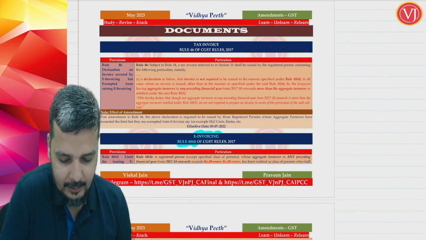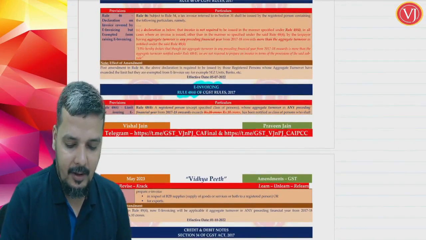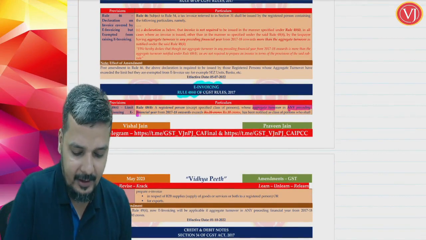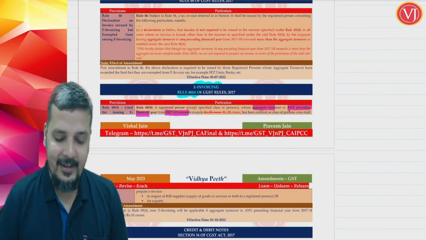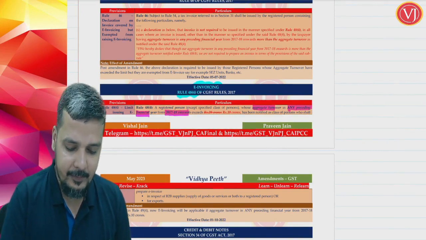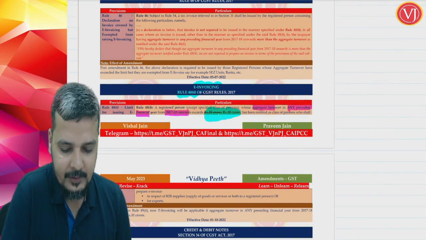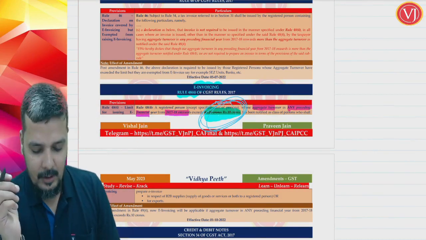Rule 48, sub-rule 4. E-invoicing previously was applicable if your aggregate turnover in any of the preceding financial years, starting from 17-18 till now, exceeds the limit. Previously the limit was 20 crores, now the limit is 10 crores. They have reduced the limit from 20 crores down to 10 crores.